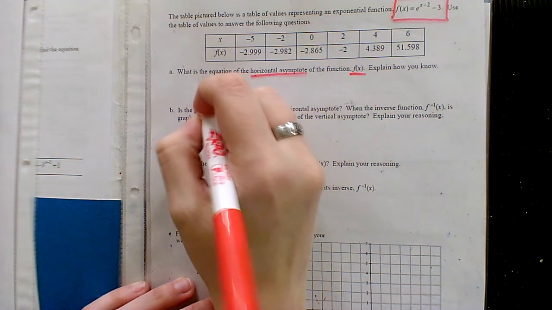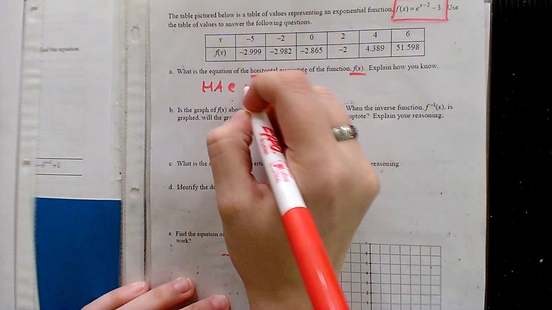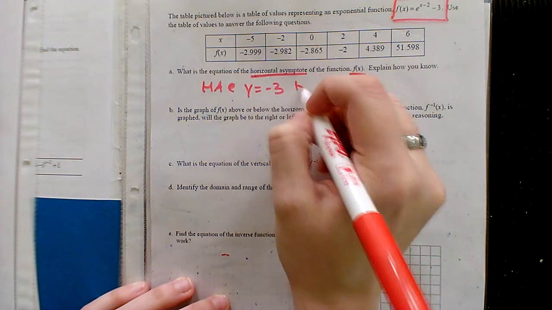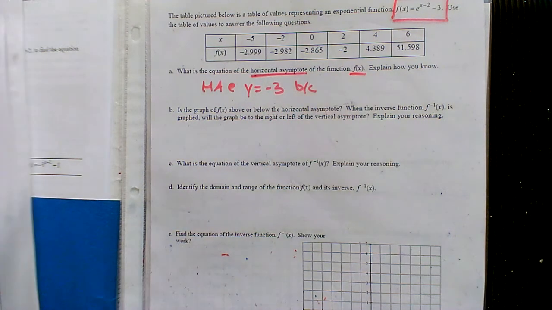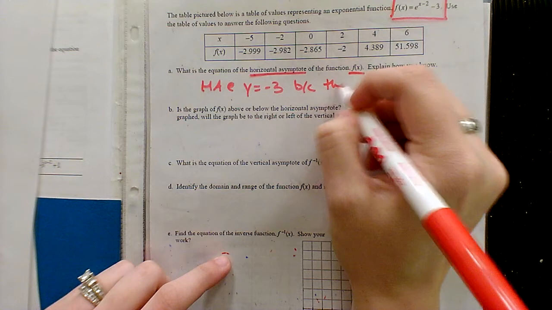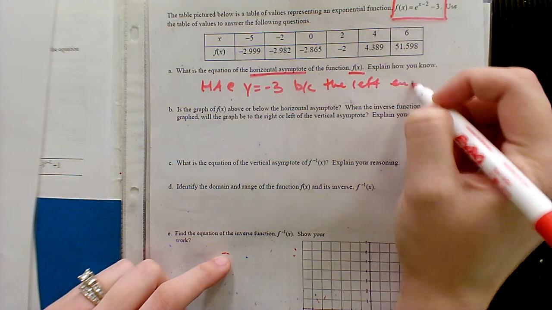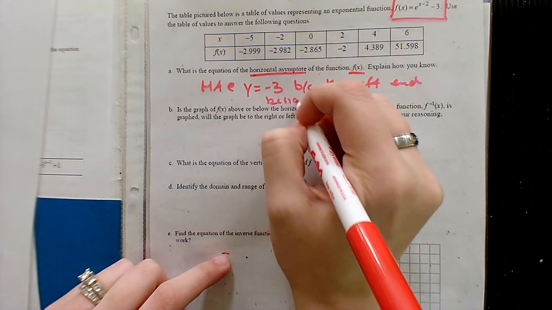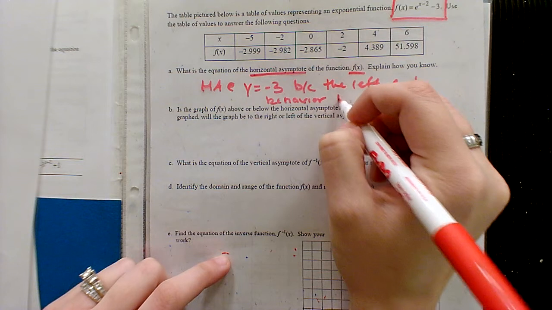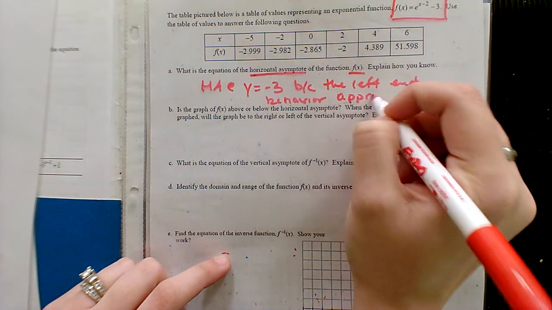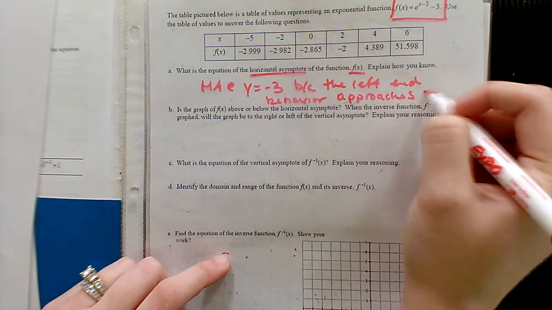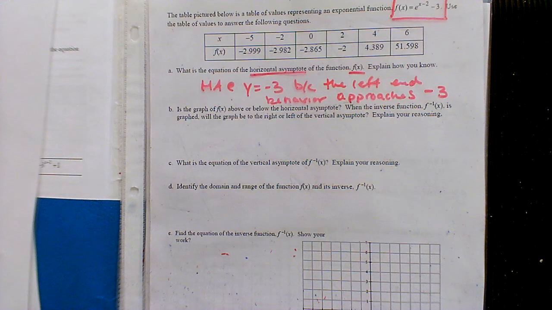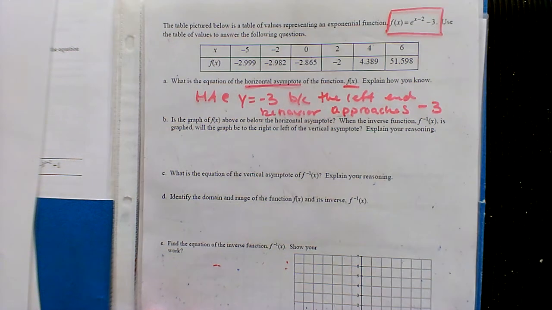The horizontal asymptote at -3. How'd you know? Because as the graph goes left, okay, so because the left end behavior approaches -3. Is there a different way you could have perhaps found that value? Maybe instead of using the table, is there a way you can figure out the horizontal asymptote from the equation they gave you? Yeah.